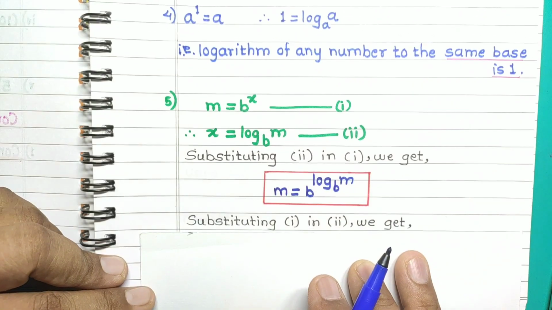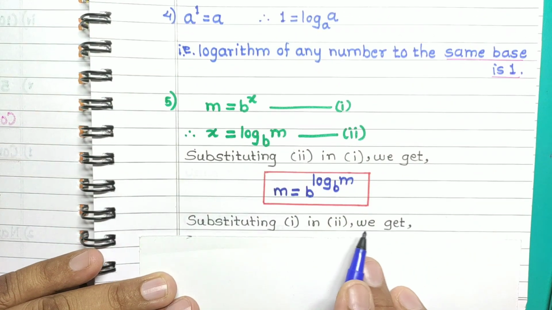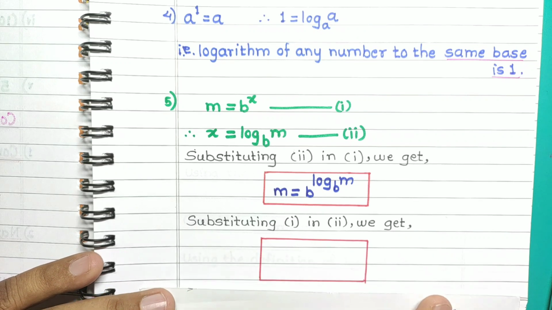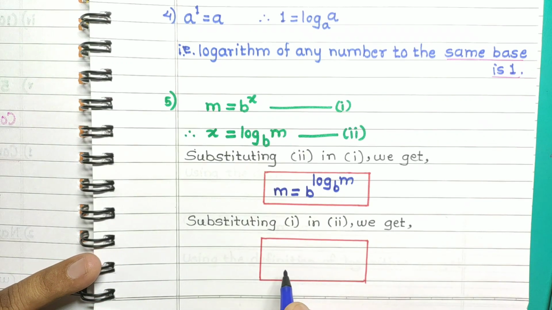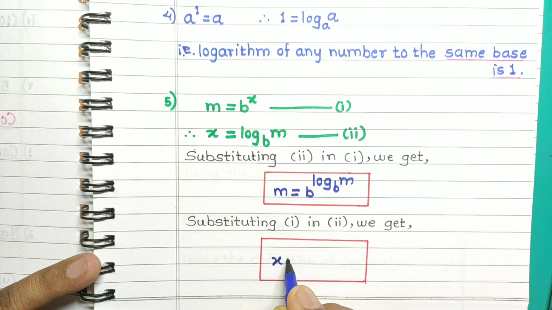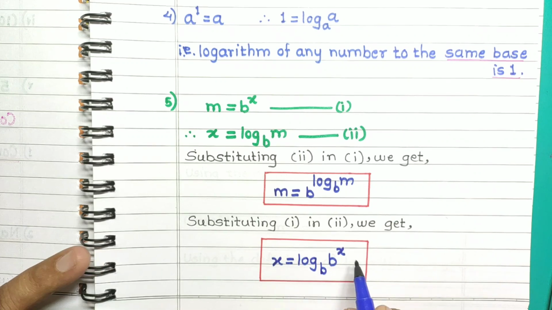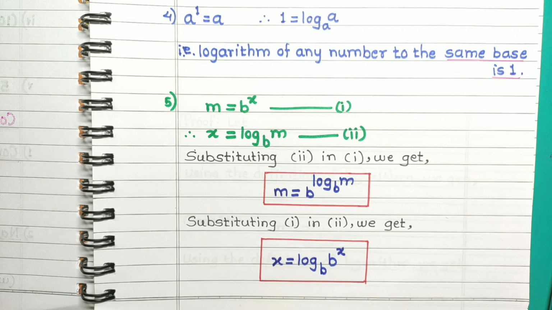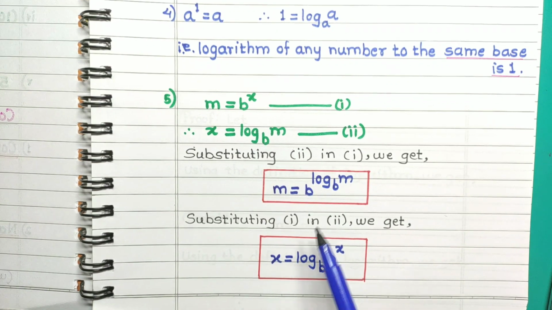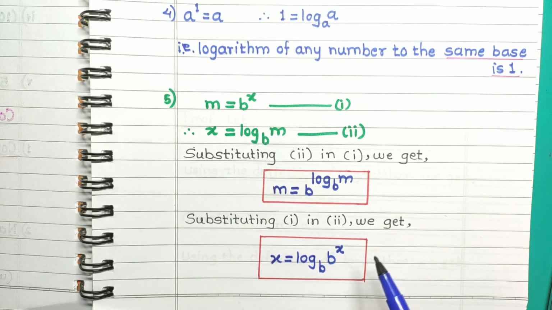Then substituting equation 1 in equation 2, we get x is equal to log of b raised to x to the base b, which is x. These are two important equations useful in the further study of mathematics. So keep in mind these two equations.